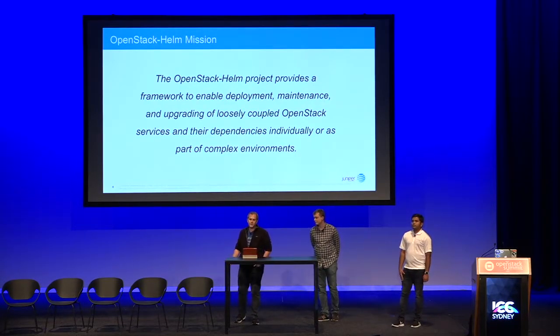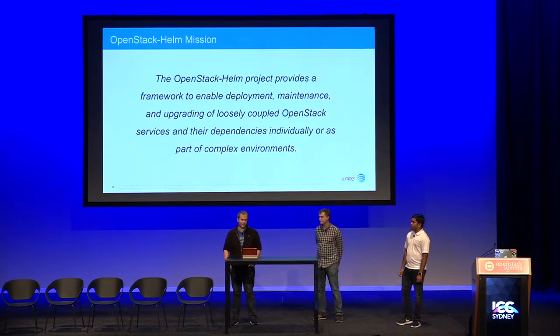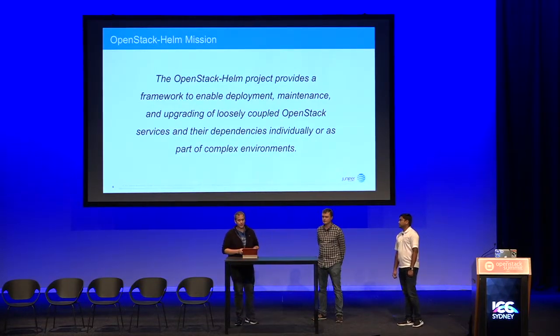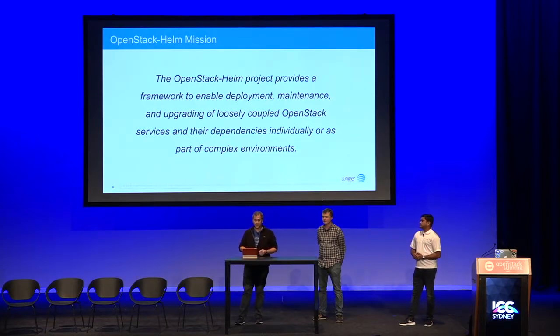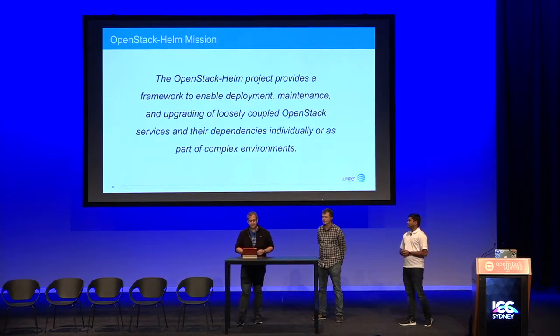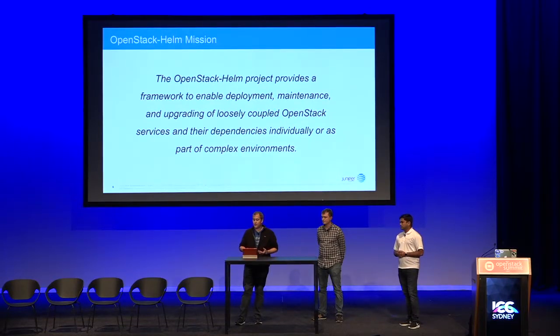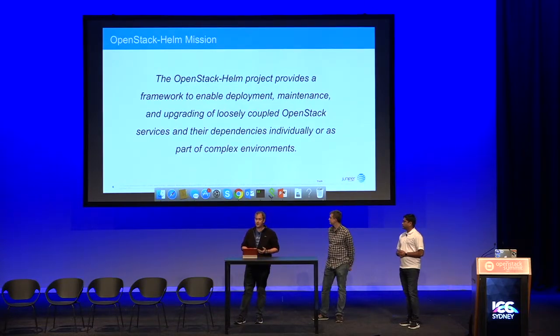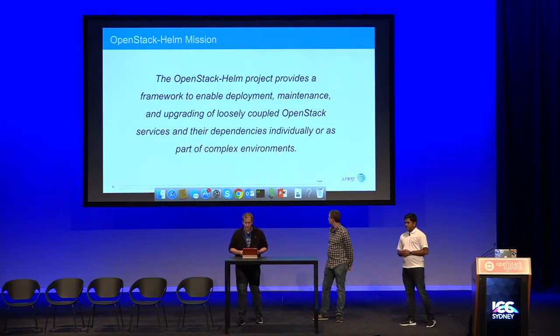So what is our mission with OpenStack-Helm? I think this quote up on the screen sums up the overarching vision that we have pretty nicely. The OpenStack-Helm project provides a framework to enable the deployment, maintenance, and upgrading of loosely coupled OpenStack services and their dependencies individually or as part of complex environments. There's really a lot in that mission statement if you unpack it. We're essentially stating that we want to streamline the process of standing up OpenStack as an application within Kubernetes.